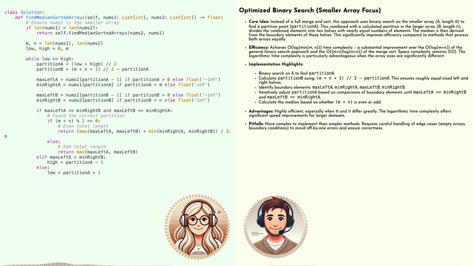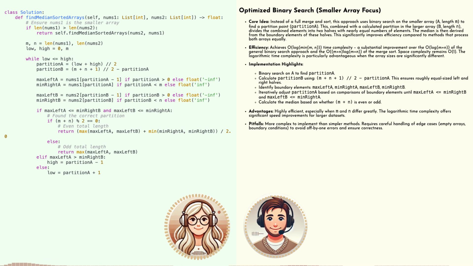Let's say array A is the smaller one. We'll perform binary search on A to find a partition. Just like we did before, we'll compare elements at the boundaries of the partitions to see if they create a valid median split. So we'll still need to calculate the corresponding partition B in the larger array based on partition A and the whole number of elements. And then we'll compare those four boundary elements: max left A, min right A, max left B, min right B. Precisely.